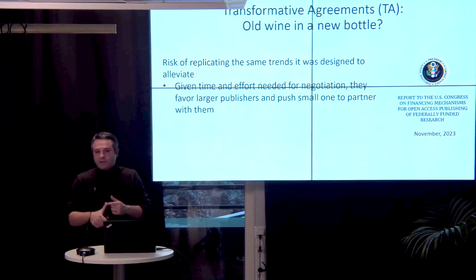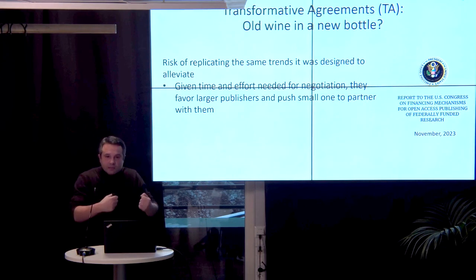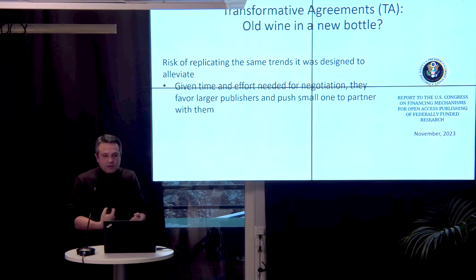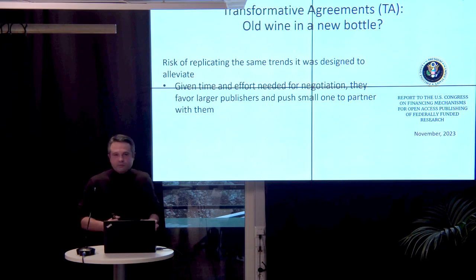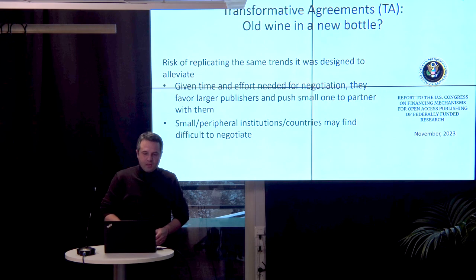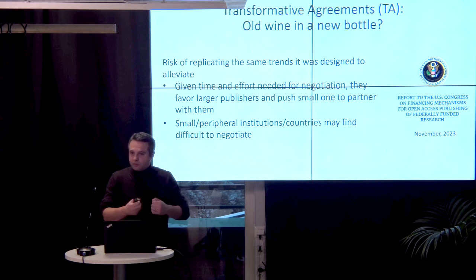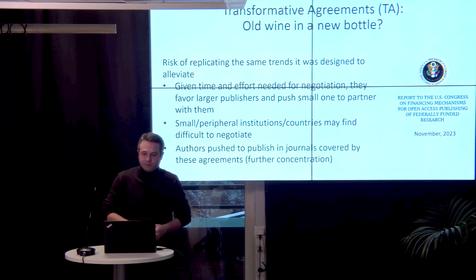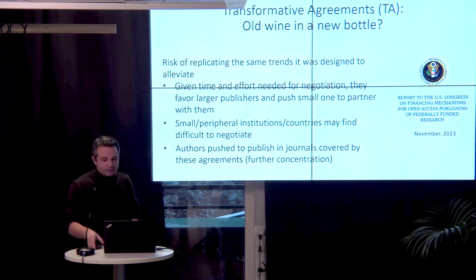First, given the time and effort that you need to negotiate these agreements, they tend to favor large publishers and push small partners to go on the same wagon. Small peripheral institutions and countries may find it difficult to negotiate. You don't have much bargaining power. And authors are pushed to publish in journals covered by these agreements.